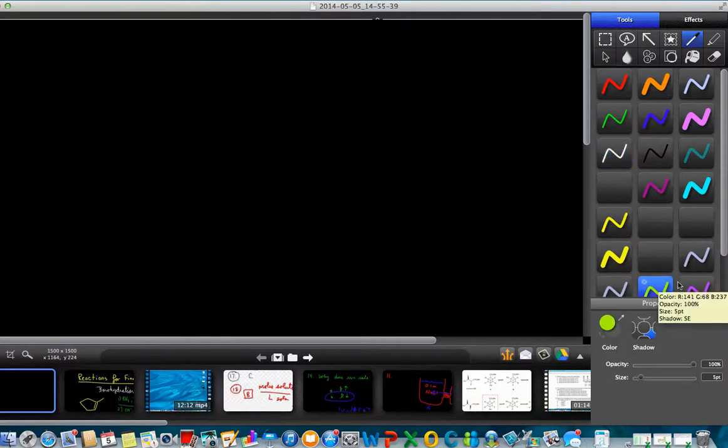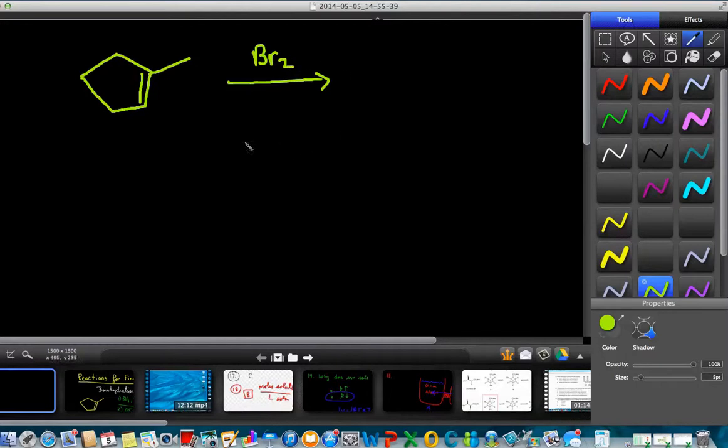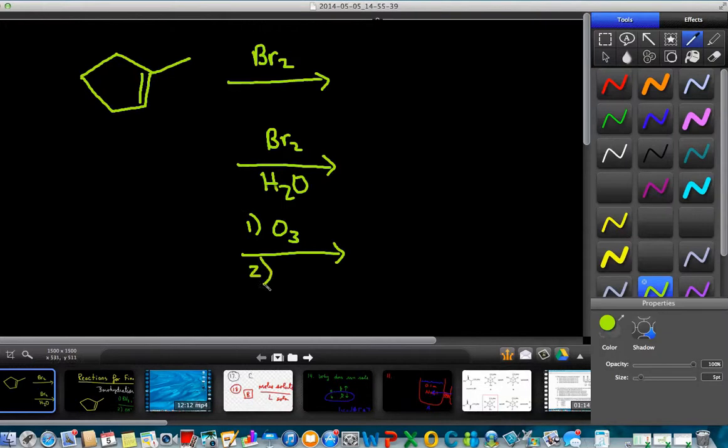Okay, next one we want to look at is, Carrie, this is for you, your little chartreuse molecule. Let's look at adding Br2, adding Br2 and H2O, adding ozone, and then reducing with dimethyl sulfide.